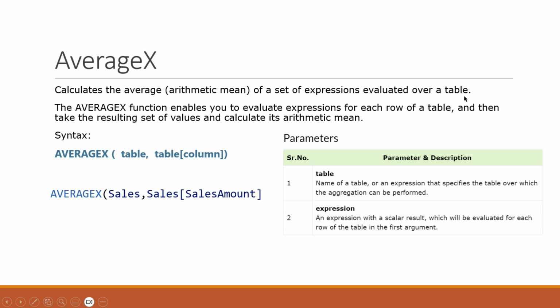We have already created a table ranging from 1st July to 15th November, so it will act row by row and calculate the average here. The AVERAGEX function enables you to evaluate the expression for each row of a table and then take the resulting set of values and calculate the arithmetic mean. So in the current scenario also we have used AVERAGEX, where we have used the sales table and the sales amount here.